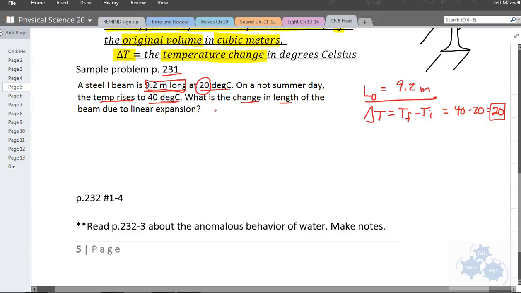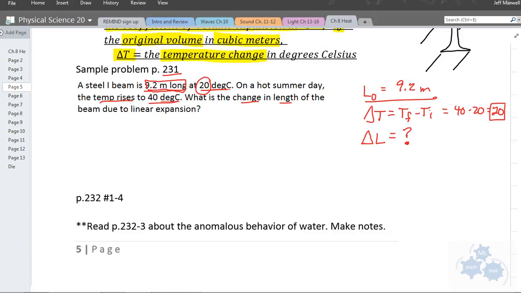Very good. So what is the change in length due to linear expansion? So we're looking for the change in length. This is what I think is a good idea for you to do: write change in L equals question mark, or some unknown. Tell yourself what you're given and what you need to find.